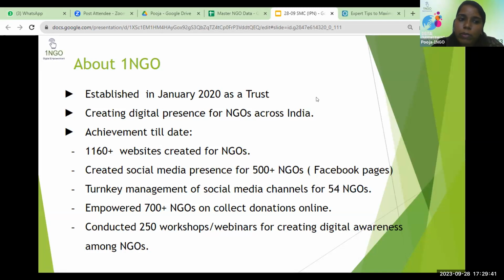And we have also managed to create Facebook pages for 500 plus organizations, and we have empowered them by giving them a space where there is an online button. And also we have conducted more than 250 plus workshops and webinars across India.